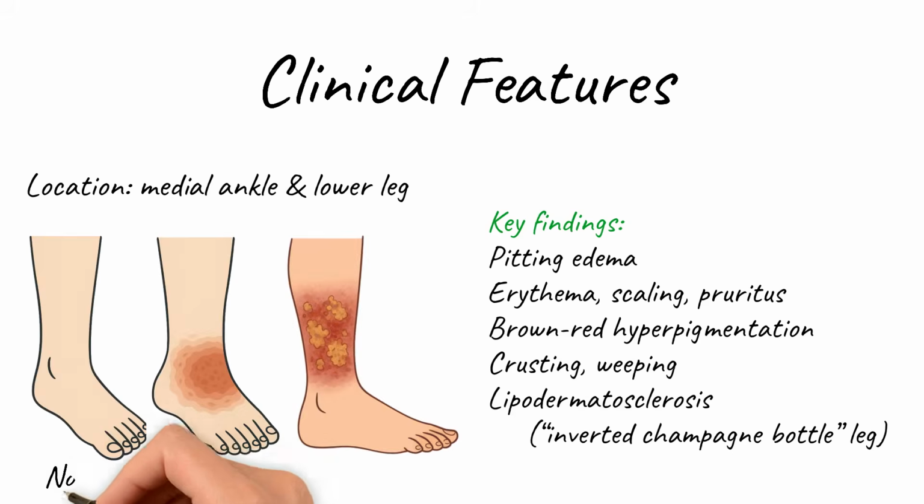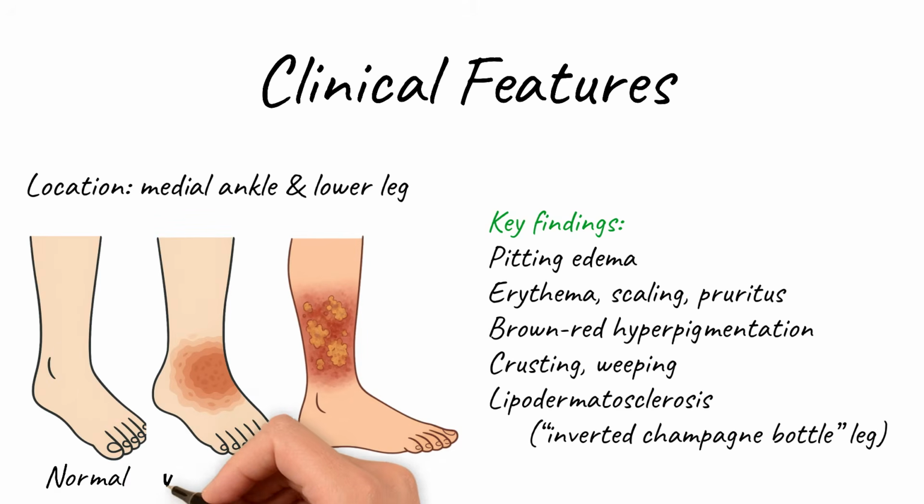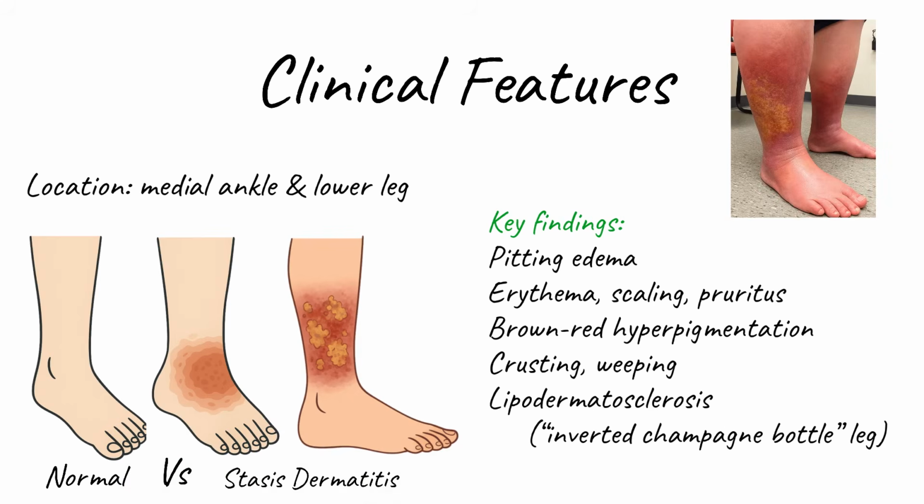Clinical features. Stasis dermatitis usually appears around the medial ankle and lower leg. Key findings include pitting edema, redness, scaling, and itching. Over time, the skin develops brown-red hyperpigmentation, crusting, and sometimes weeping. Severe disease can lead to lipodermatosclerosis, where the leg takes on the shape of an inverted champagne bottle.